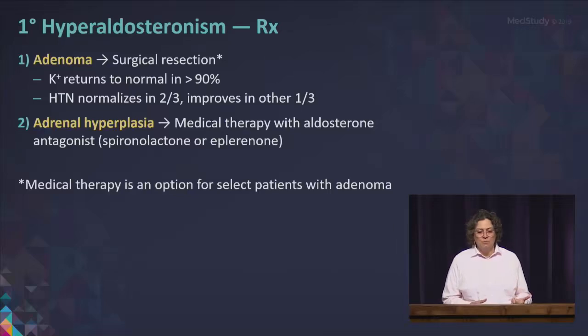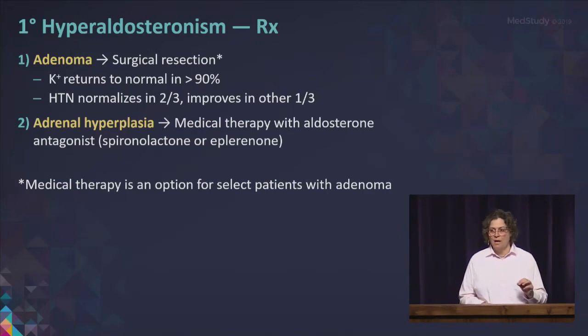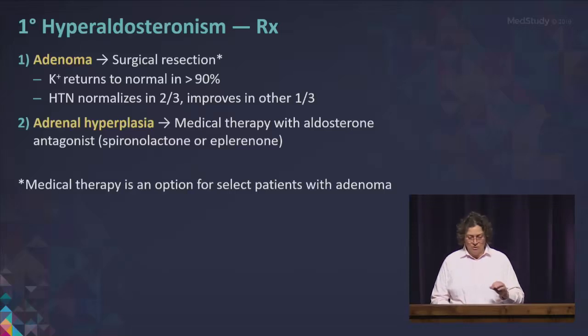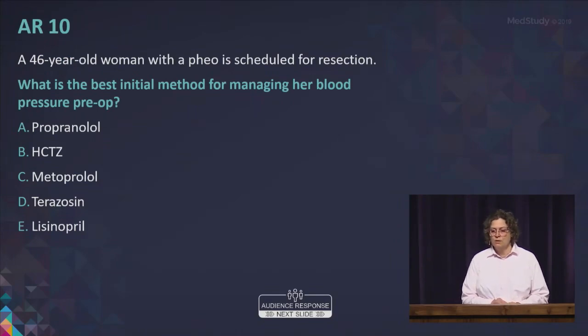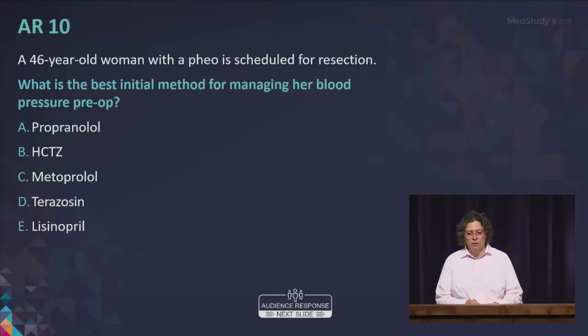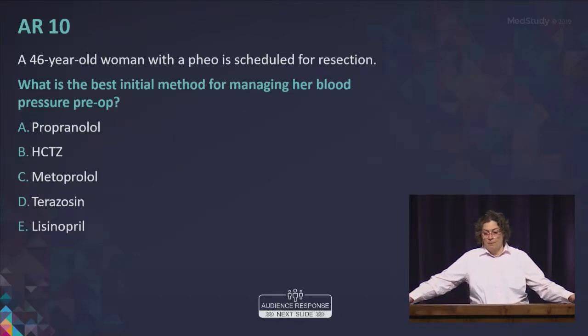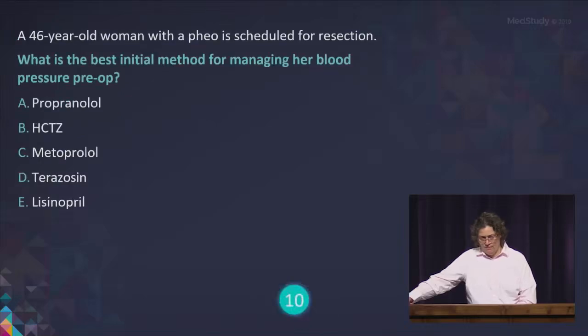If there's adrenal hyperplasia, we want to use medical management with aldosterone antagonists. And remember, medical therapy is also an option for adenomas if the person is not a surgical candidate. Next question, 46-year-old woman with FEO scheduled for resection. What is the best initial method for managing her blood pressure pre-op? Propranolol, hydrochlorothiazide, metoprolol, terazosin, or lisinopril?